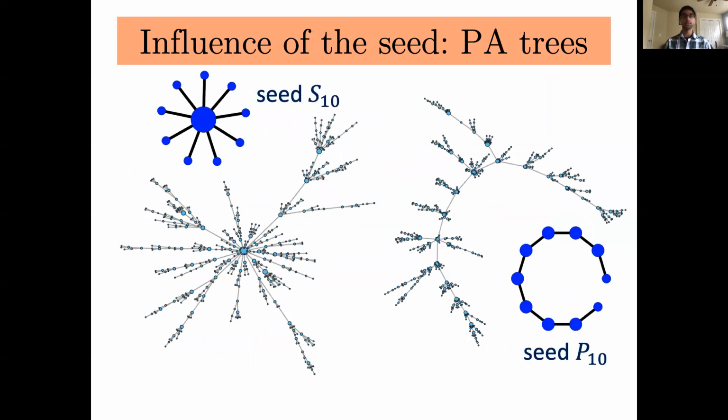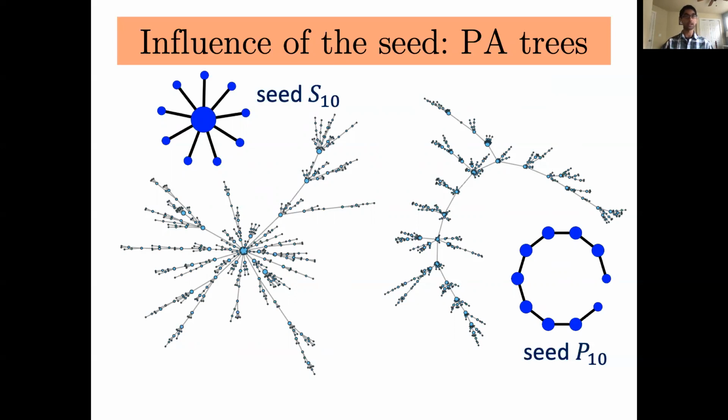On the left, the graph has been initialized with the star, and on the right, the graph has been initialized with the path. Now, even though the number of vertices in each of these graphs is much larger than the size of the seed, we can see that the structure of the seed has heavily influenced the way in which these trees grow. And this is what I mean by the seed has influence.